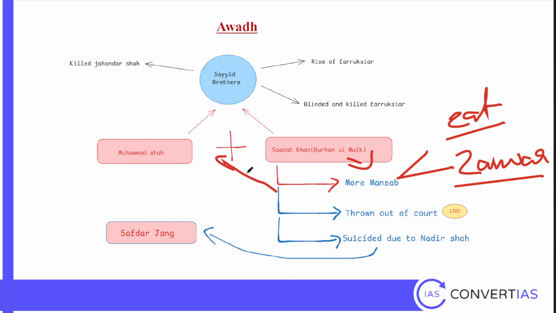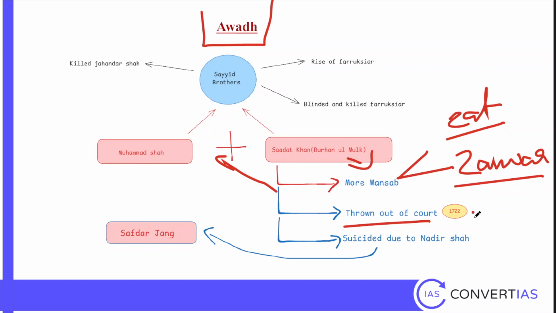Because this will constantly happen. This is politics. Once he came into conflict with the emperor, he was thrown out of the court. This was 1722. And he established the Awadh state, which is a successor state. So he, Burhanul Mulk or Sadat Khan, is the founder of Awadh. In 1717, Bengal is formed. In 1722, Awadh is formed.